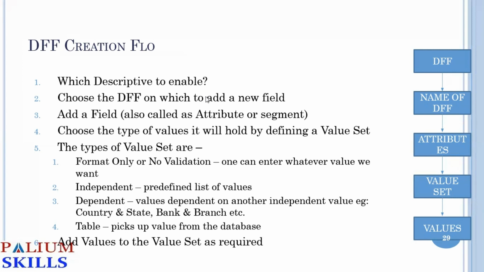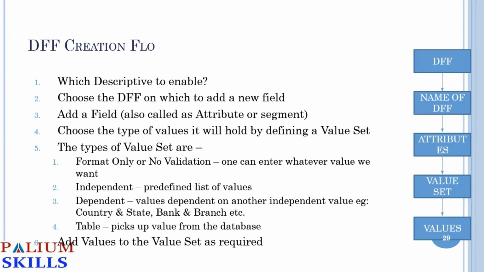The types of value sets are format only or no validation. One can enter whatever value we want. It's a plain flex field. Independent, predefined list of values. Dependent means its values are dependent on another independent value. For example, country is an independent list. State is the dependent list. Bank is an independent list. Branch is a dependent list.